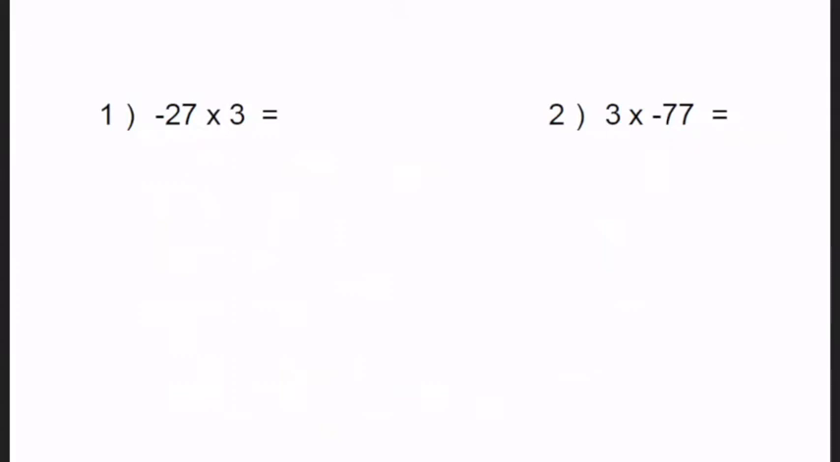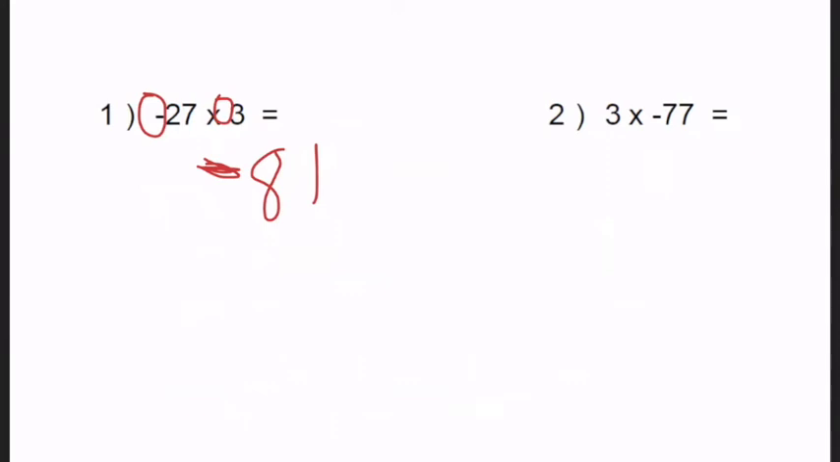So we have negative 27 times 3. We have to do 3 times 27 first. When you do 3 times 27, you're going to get 81. And since you have a negative and a positive, it's going to be negative. So if it's negative and positive, or positive and negative, it's a negative. Sorry, if it was negative 27 times a negative 3, then it would be positive.